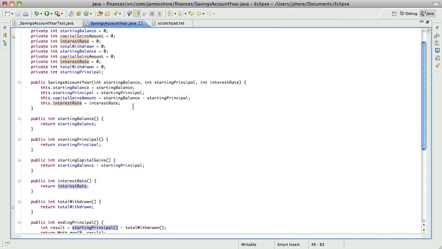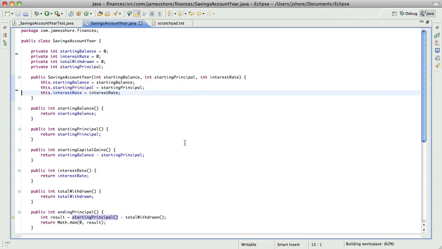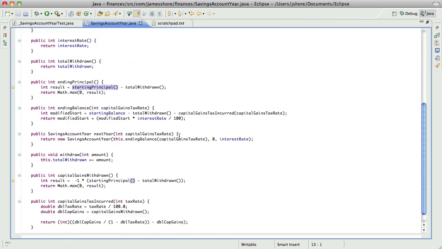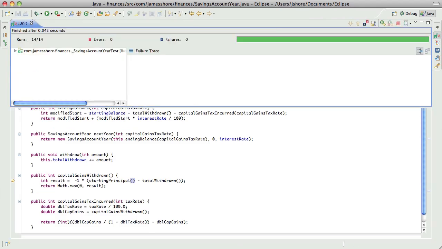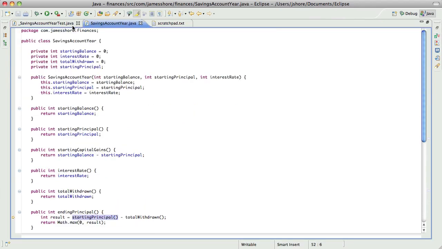Now I think I can come back into here. Starting principal is working. Capital gains amount is irrelevant. Nobody's using it, I don't think. No, nobody is using it. Okay, now we can do a little more cleanup.